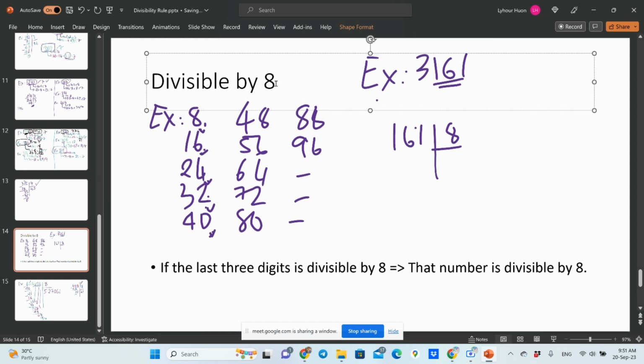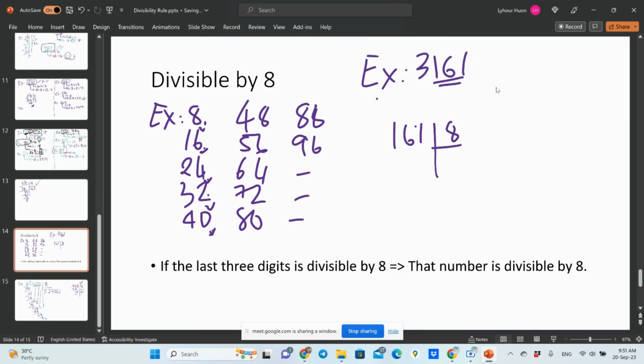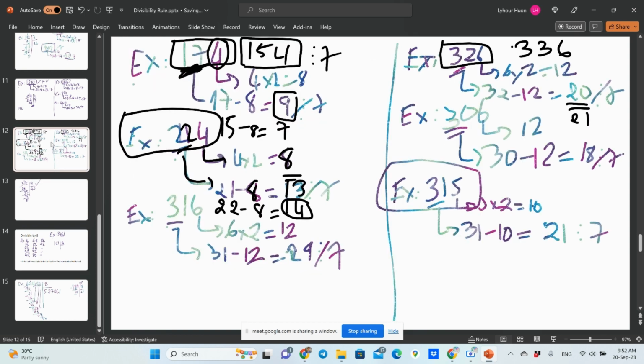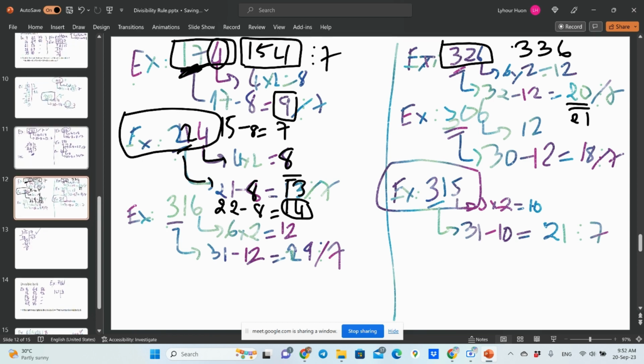So divisible by 8 is also quite challenging because we need to see the last three digits anyway, so checking takes a little time. The only one that's really hard for me is number 7. You need to double the last digit and then subtract the rest. So the rule is double the last, subtract the rest.